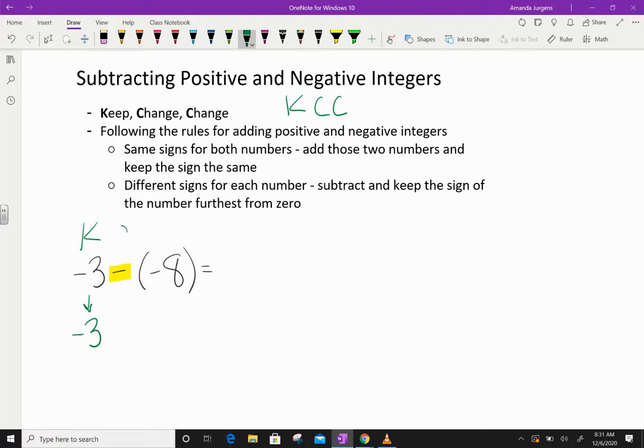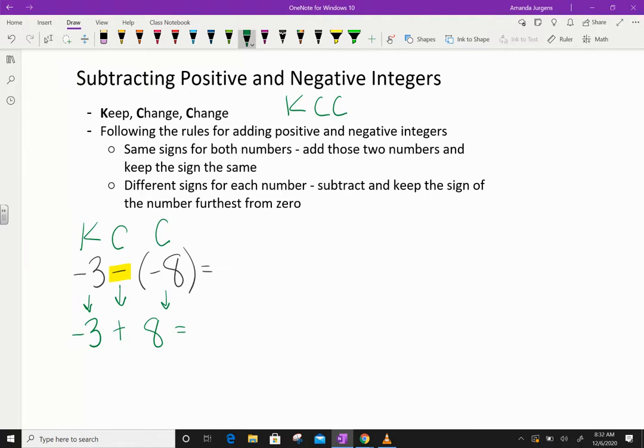I'm going to change this subtraction symbol to a plus. And I'm going to change the second number, in this case that's -8, to its opposite. And the opposite of -8 is a +8. So I can just copy down that 8 exactly as I see it. So now I just have an addition problem, -3 plus 8, which brings us to our second step.